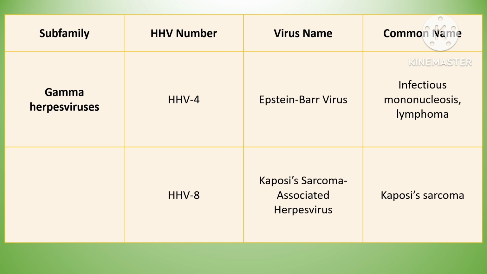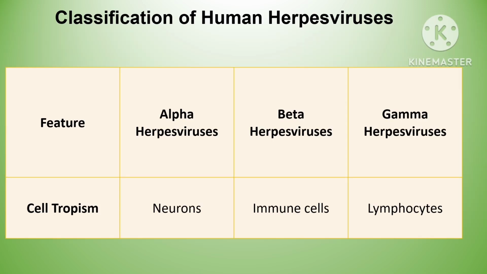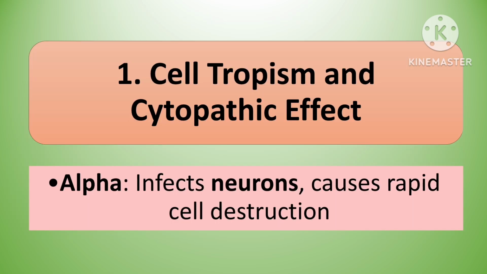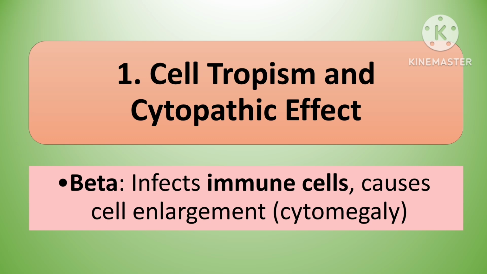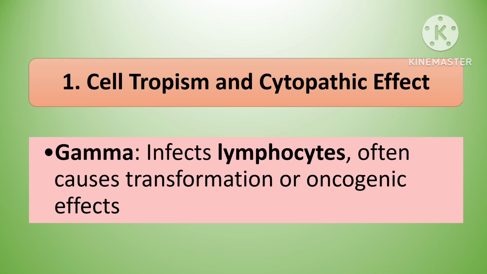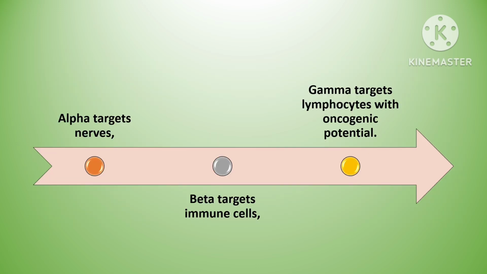The grouping is based on 3 main factors. The first one is which cells they infect, or cell tropism, how fast they replicate and grow, and where they hide, that means where they become latent in the body. First of all, we talk about the cell tropism, which cell they like to infect. Alpha herpes viruses infect skin, mouth, and nerve cells. Beta herpes viruses infect glands, blood cells, and kidneys, while gamma herpes viruses mainly infect B cells, which are a type of white blood cell.